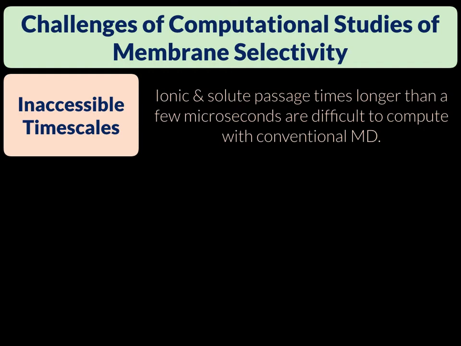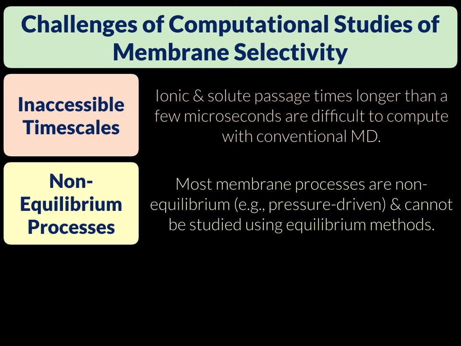But there are two other challenges that are specific to membrane separation processes. First of all, these processes are usually non-equilibrium, and they are driven either by a pressure gradient or electric field. So you can't use all sorts of methods that are suitable for studying equilibrium rare events, like umbrella sampling or transition path sampling. You have to use methods that are compatible with irreversibility.